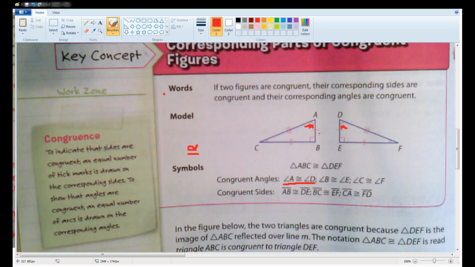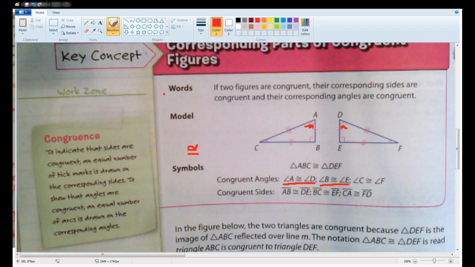So once we have two triangles that are congruent, we have to name all three corners that match. Here, corner B is a right angle and corner E is a right angle. So that means we can name angle B is congruent with angle E.